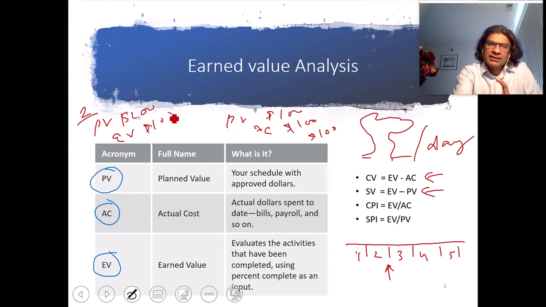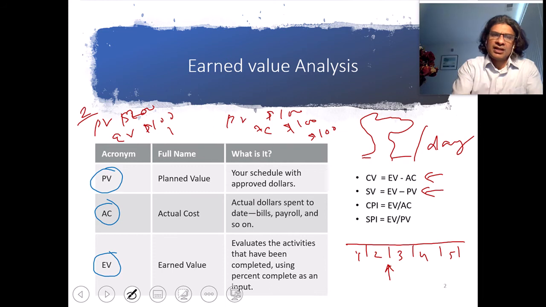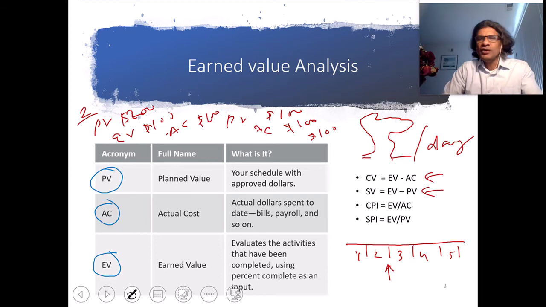PV is 200 and earned value is 100. That means something bad happened. We'll find out what bad happened. Actual cost, how much did I pay? I didn't pay anything because he didn't plant anything on the second day. So AC is still 100. Now let's take a look at the variance, earned value minus planned value, which is minus 100.